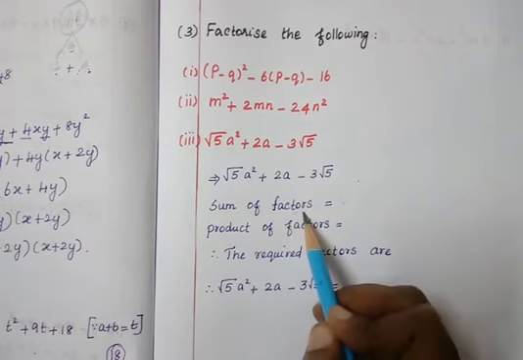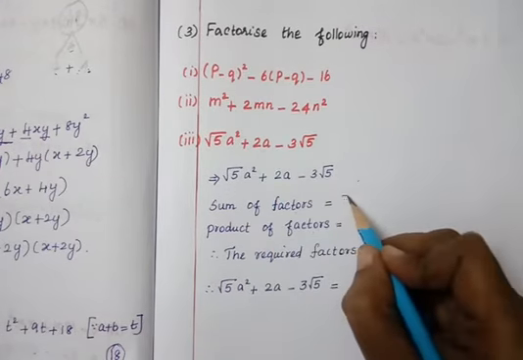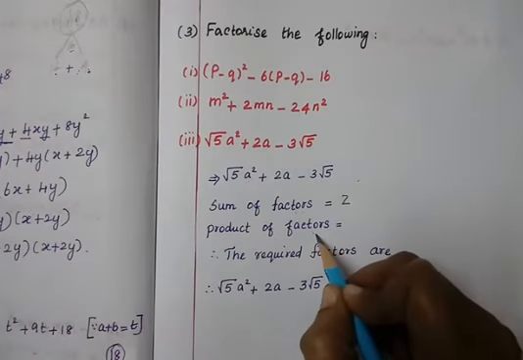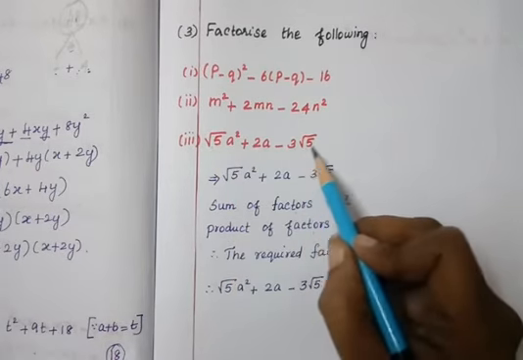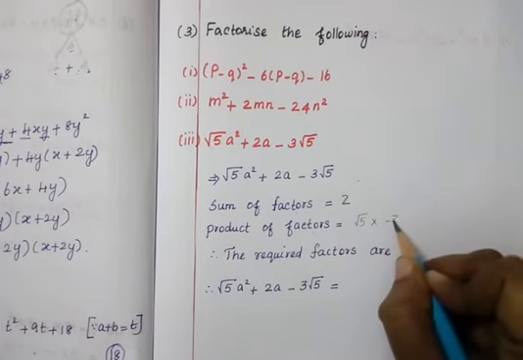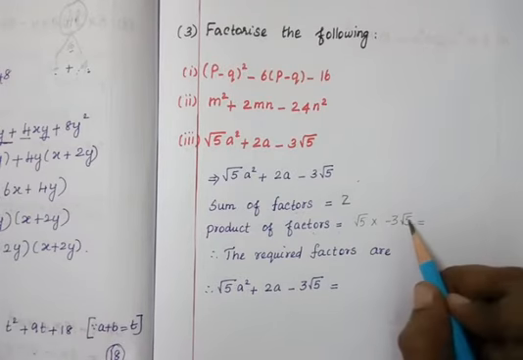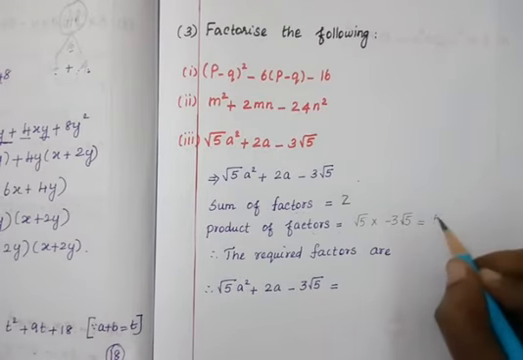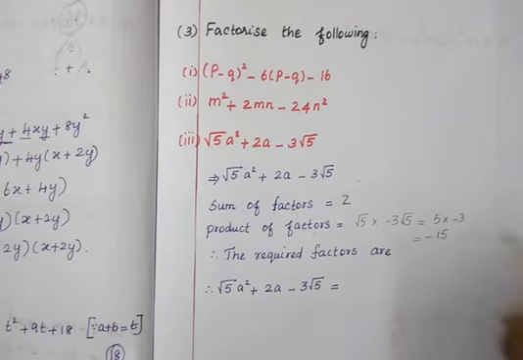Third question, root 5a square plus 2a minus 3 root 5. First we write the sum of factors. Sum of factors means coefficient of a, that is 2. Then product of factors means multiply root 5 into minus 3 root 5. Root 5 into root 5 is 5, so 5 into minus 3 equal to minus 15.